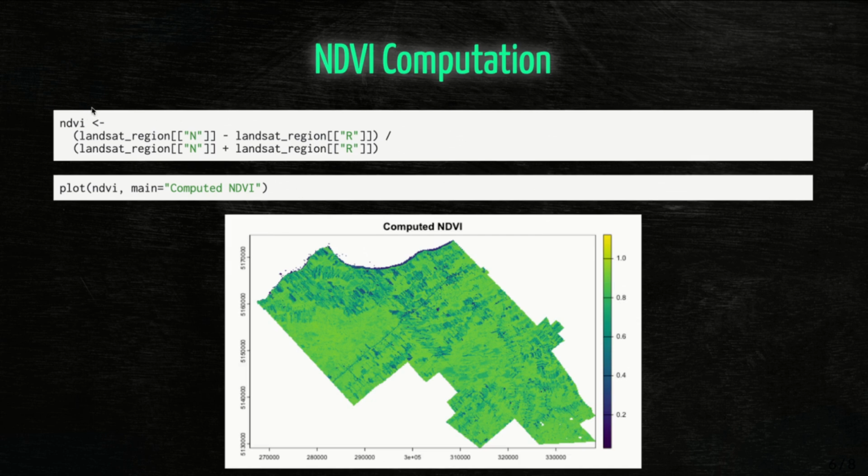So if we take our calculated NDVI and plot it, giving it a nice title, we obtain a spatial raster of the computed NDVI in which everything that is in light green and yellow represents dense vegetation, and everything that goes more towards the blue represents less dense vegetation or near-water situations.